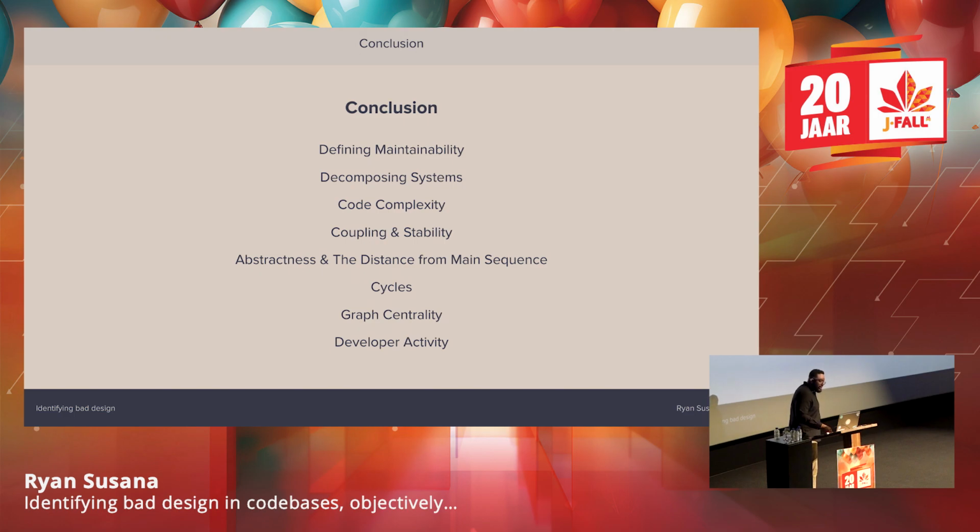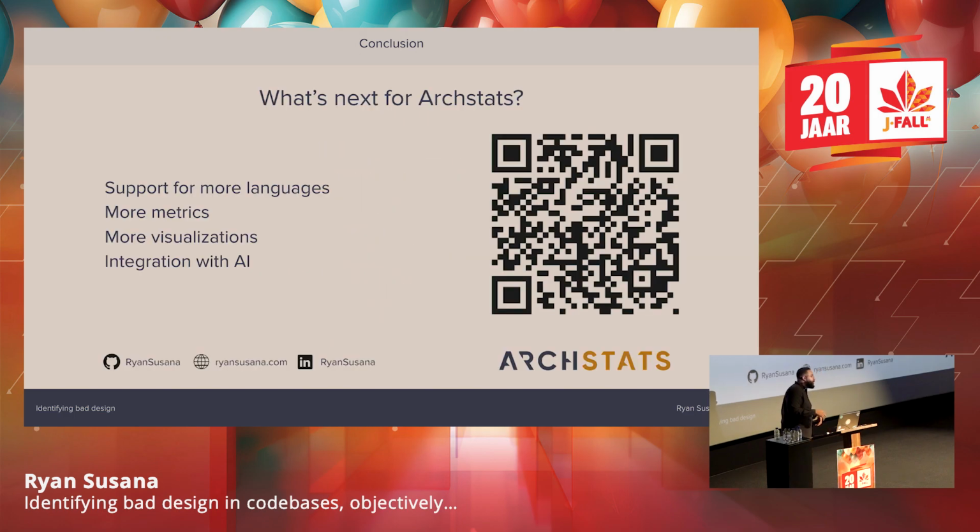And I want to talk a bit about what's next for this ArcStats project. Well, we are in the process of adding support for more languages. Like I said, we support Java, Kotlin, PHP, Scala, and C#. But we're aiming for many more. I think the next targets are going to be C++, Golang, and ECMAScript. And we want support for even more metrics. We have some quite novel ideas here and are doing more research into the topic.